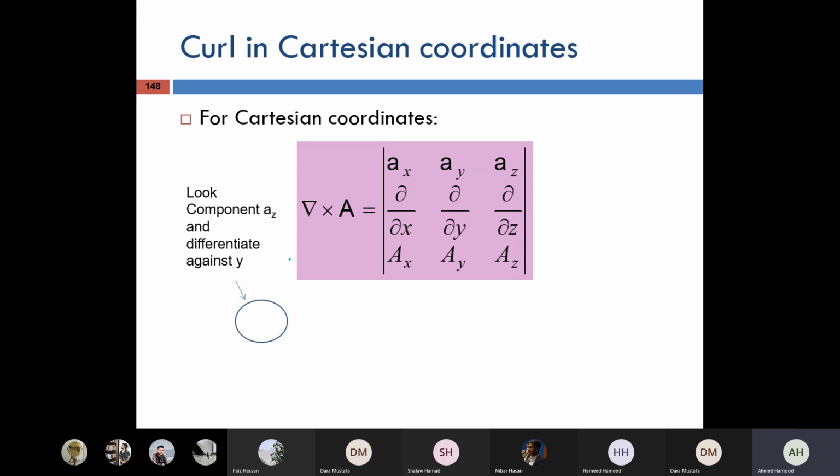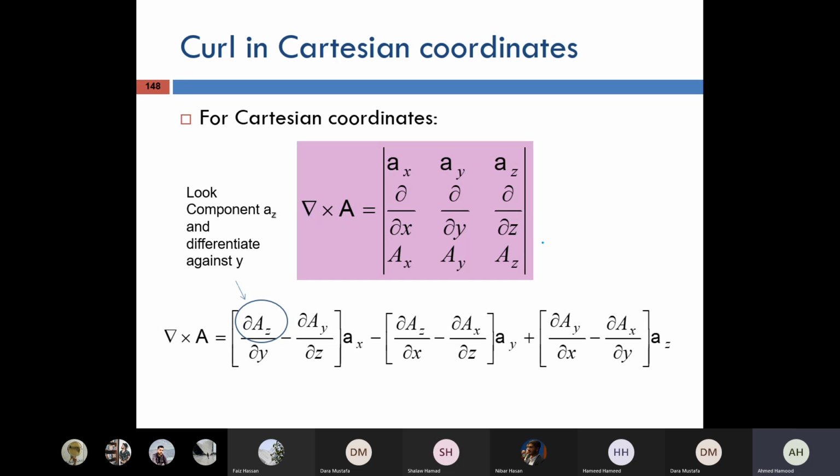And of course, as I already said before, once we have delta cross A for Cartesian coordinates, we have to use the matrix. I believe all of you know how to use the matrix, right? For x, you have this part multiplying by this part, negative this part multiplying by the other part. So you find one component, exactly the same for Ay, then exactly the same for Az. I believe all of you know how to do the matrix.